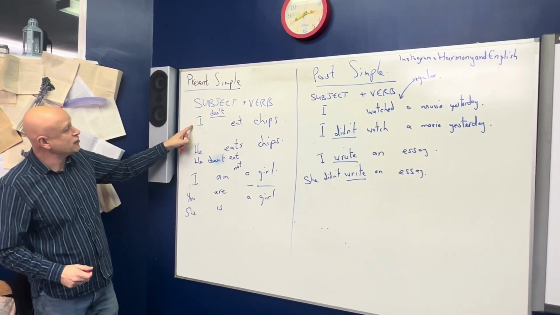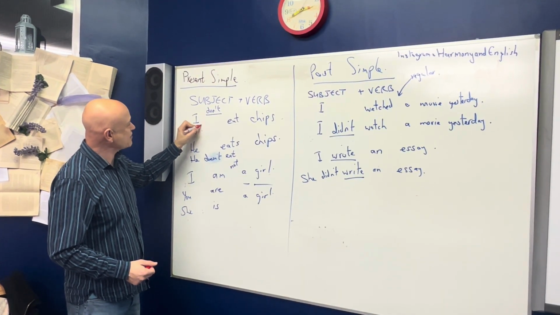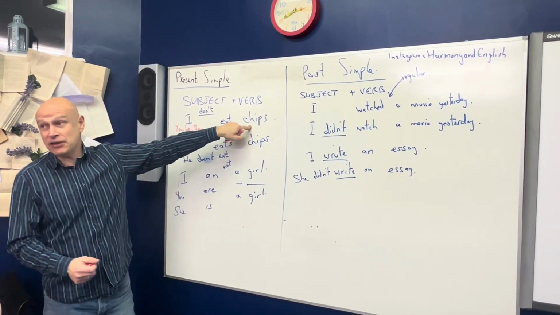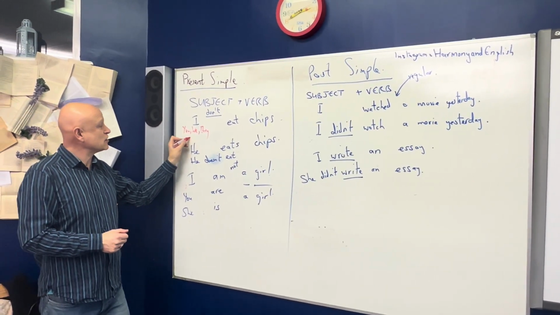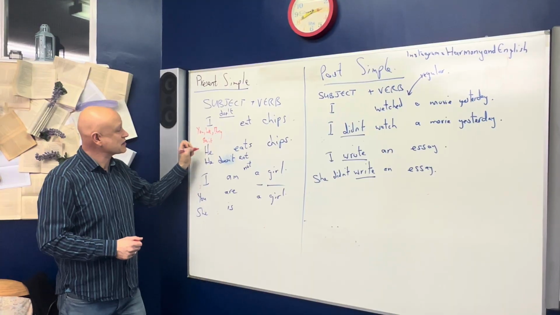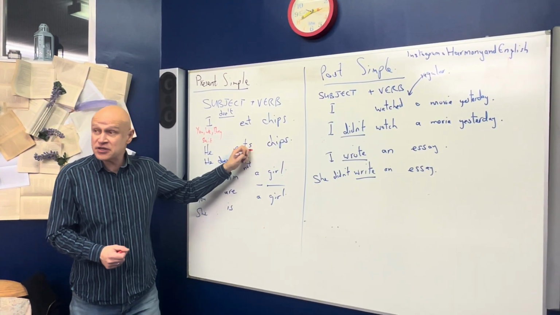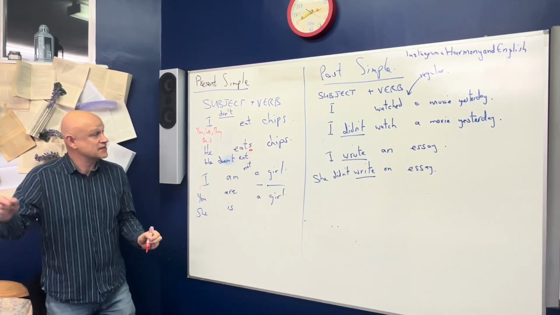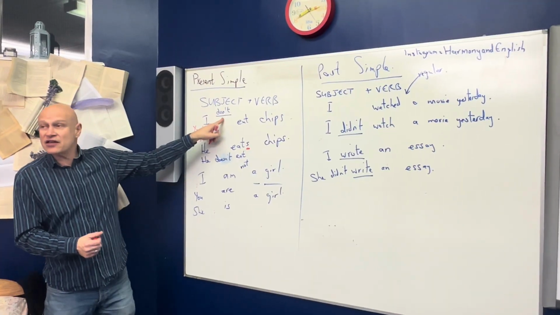Now, the thing with present simple is it's got a lot that you need to learn. You need to learn that I, you, we, and they eat chips. But for the third person, he, she, or it eats chips. And this is the important third person verb that we need. Don't forget it. When we make it negative, we just add this little verb.